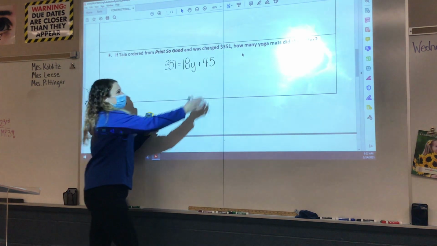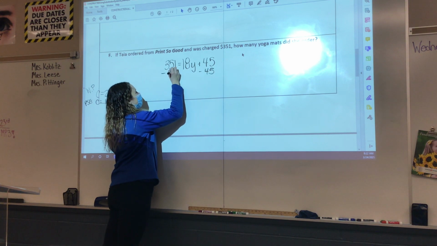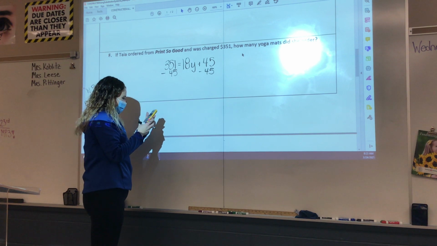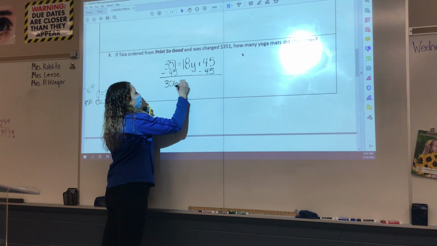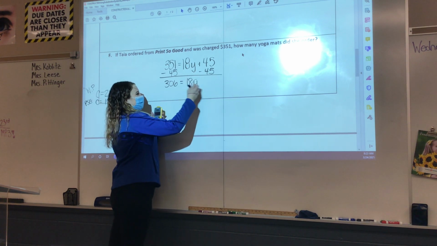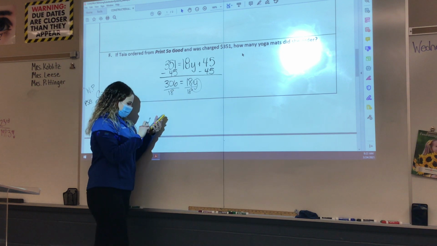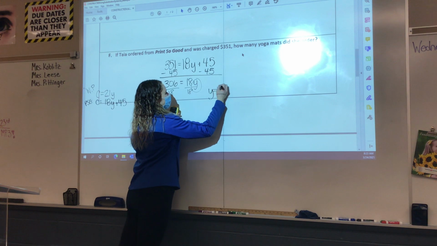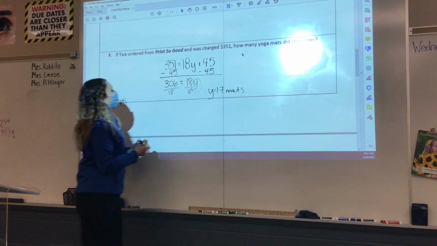As always, we need to get rid of this first, so we're going to subtract 45 on both sides. So we're going to take our 351, subtract 45, leaving us with $306. Let's drop down our equal sign and our 18y. Last thing is we want to get this y by itself, so we're going to divide by 18. And y equals 17. So 17 yoga mats were made from Print So Good.